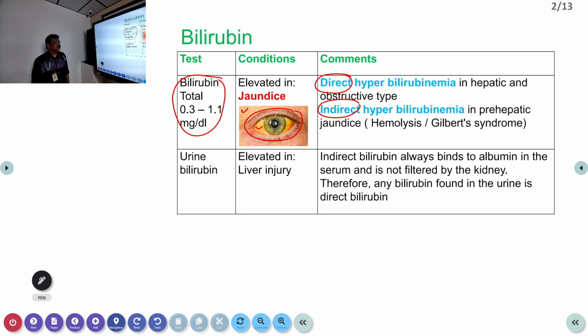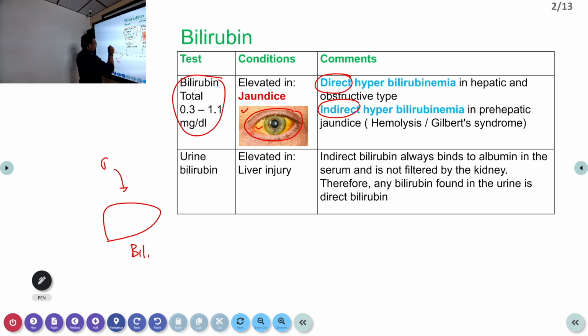Now some patients who have jaundice can have yellow discoloration in urine. I will tell you why it is like that. So this is your liver. Due to some reason, bilirubin is elevated. Normally bilirubin is produced by RBC breakdown. This bilirubin is bound with albumin. When it enters the liver, that will become direct bilirubin. Then the albumin will be removed. So the bilirubin with albumin will not go through the kidneys.